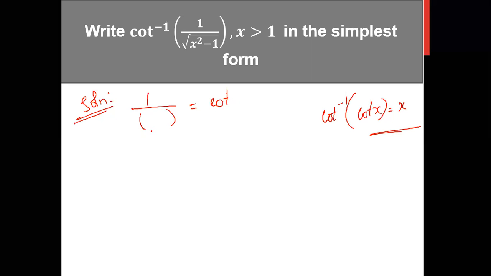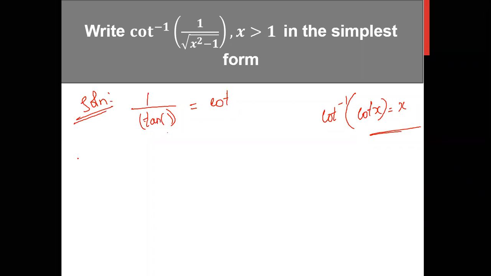What is the reciprocal of cot, students? It is tan. Good. So the reciprocal of cot is tan. So what should I get here? I should get tan of something. That means in the place of square root of x square minus 1, I should get tan of something.